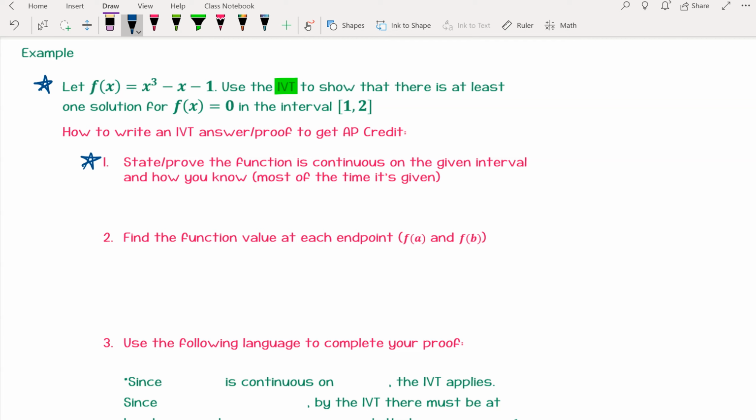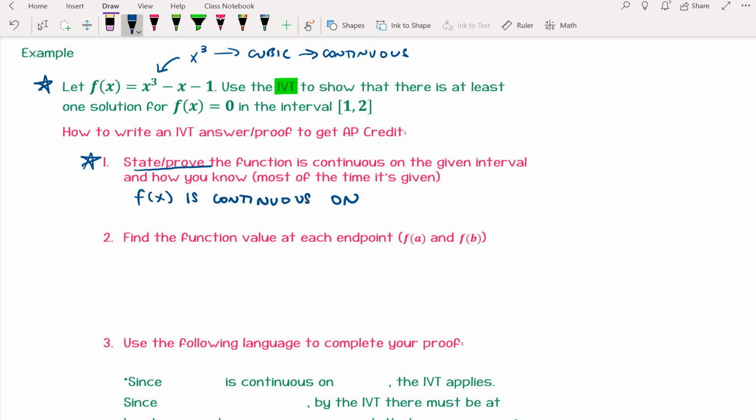Does it say anything about f of x being continuous? No, it does not give us that. But what type of function is f of x? It's x cubed is the highest power. That's a cubic. And cubics are continuous. So the first thing we have to do to get AP credit is state that the function is continuous. So this is how you do that. You say f of x is continuous on the interval, on the given interval.